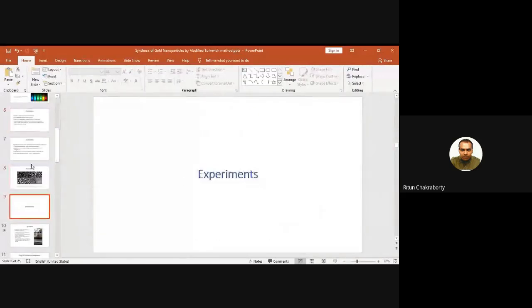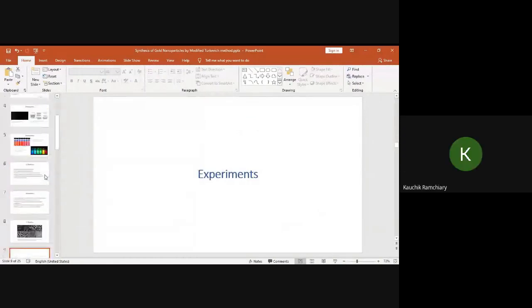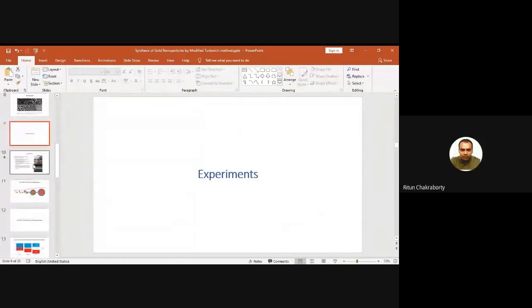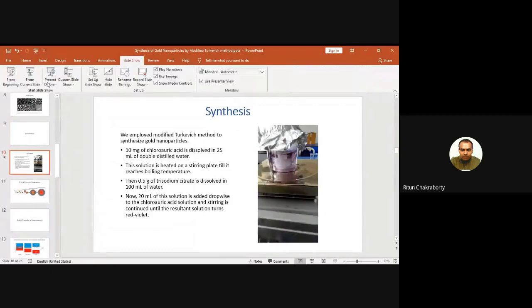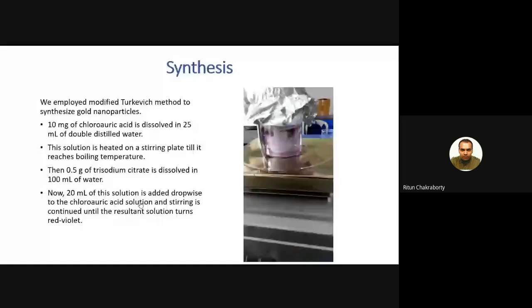Then experiment after introduction. So here you have finished the introduction part. Then after introduction you have experiment. Okay, let me make this bigger. So actually, MSc students did this synthesis in the laboratory, and this is the synthesis method. I think it will be given in your thesis also. So, the chemical reaction.